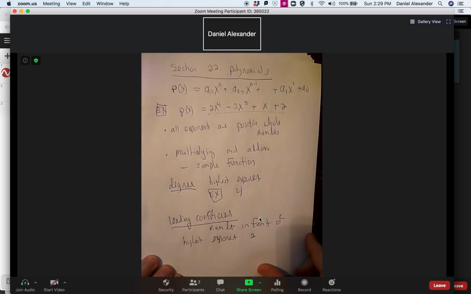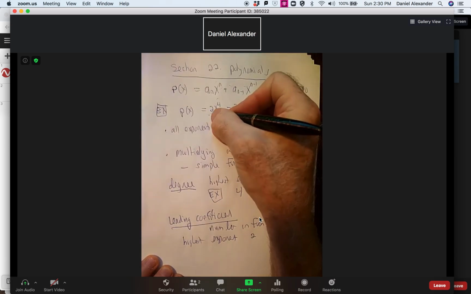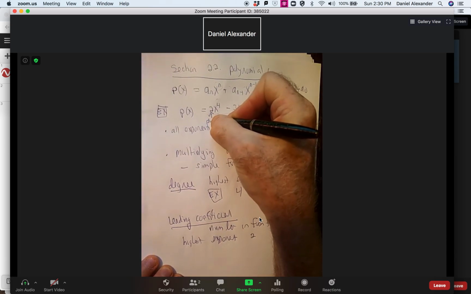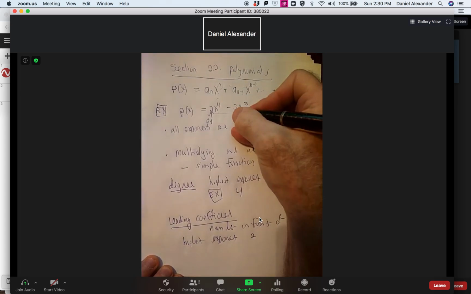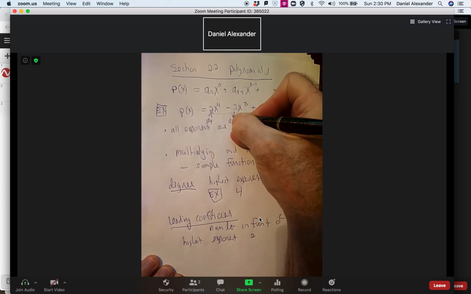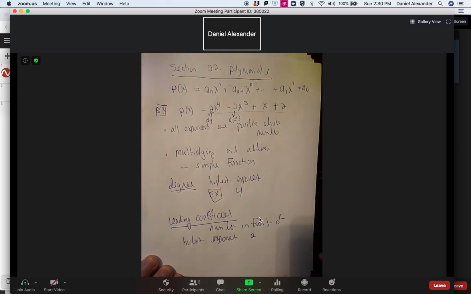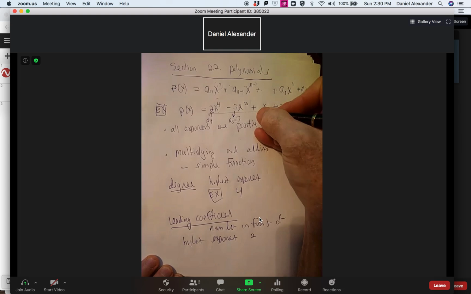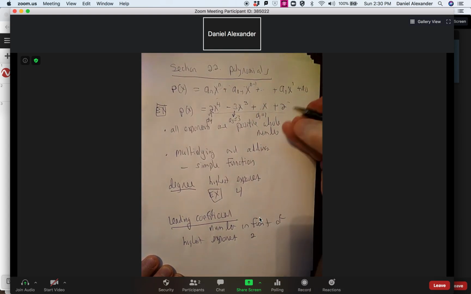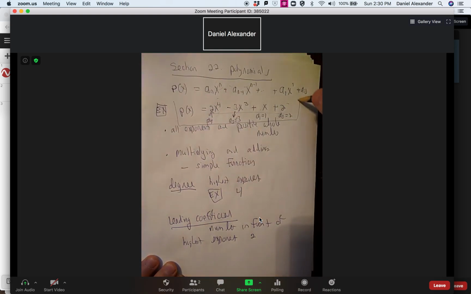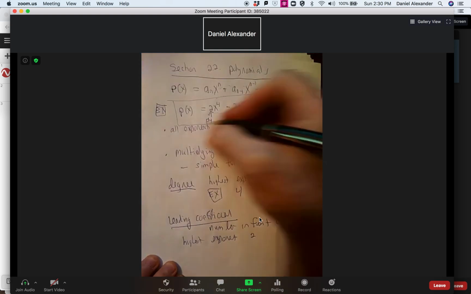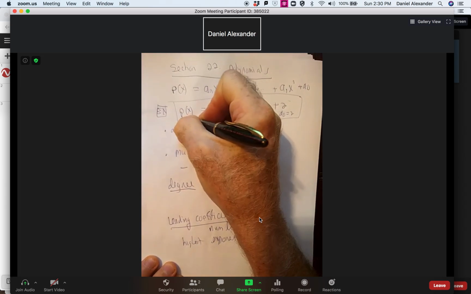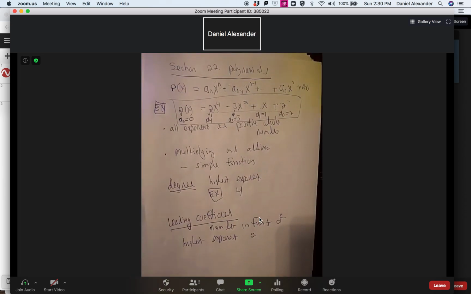There's just a lot of notation here. I just want to point out that 2 is A4, because that's the highest. A3 is going to be minus 3 in this example. A1 is the number in front of the x, so A1 is 1. A0 is the constant, that's 2. And notice we don't have an A2 here. So in our example, A2 is equal to 0 because you don't see it. It's not there. Okay, so that's some of the terminology.